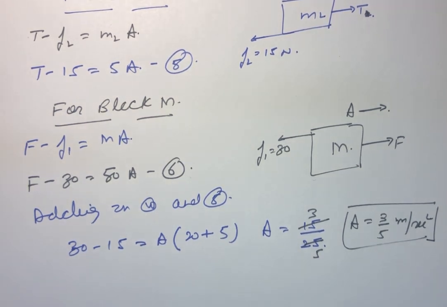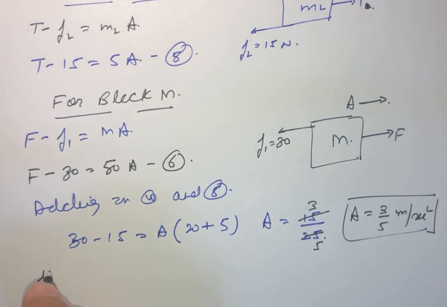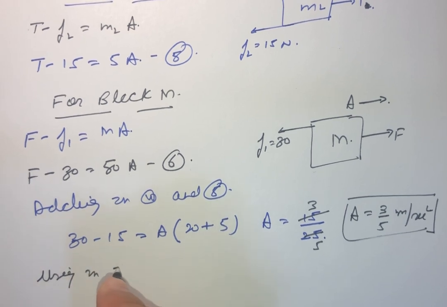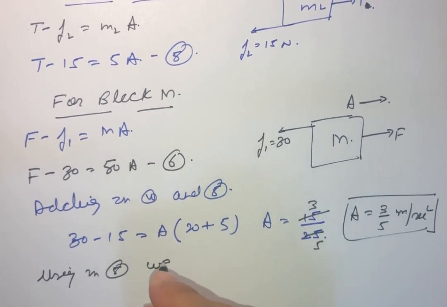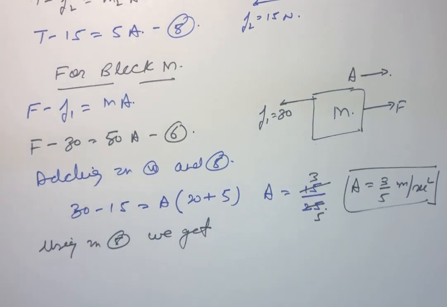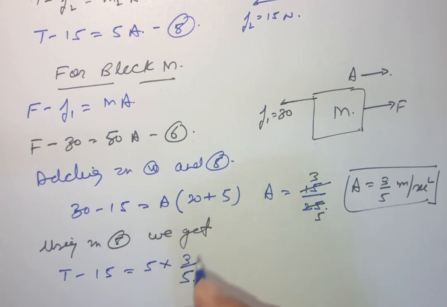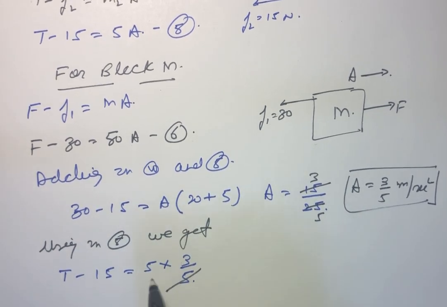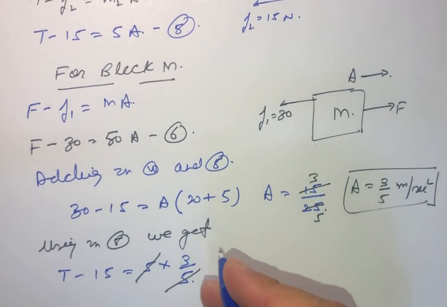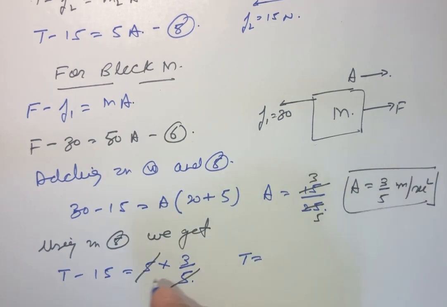Next we can find out tension also. Okay. So we are using equation 5, we get T minus 15 is equal to 5 into 3 by 5. 5 cancels out, so your tension is coming as 18 Newton.